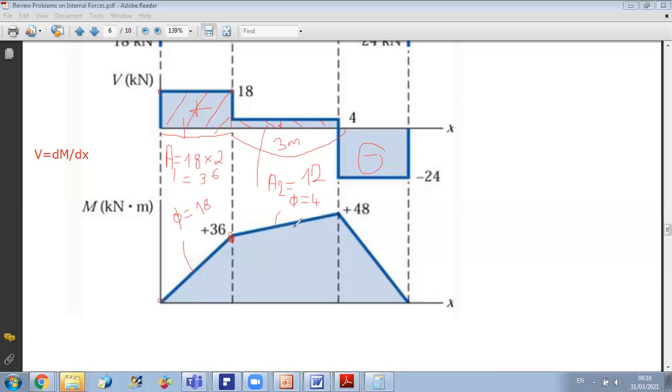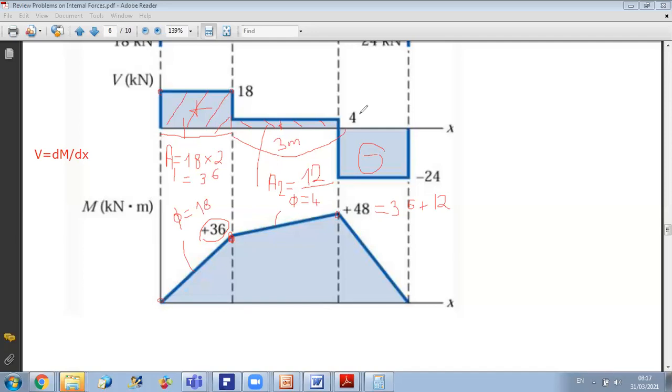And the increase in bending moment is equal to 12. And since I was originally at a value of 36, then I do 36 plus 12. So I should end by 48 at this level. Okay, so 36 plus 12 equals 48 here.